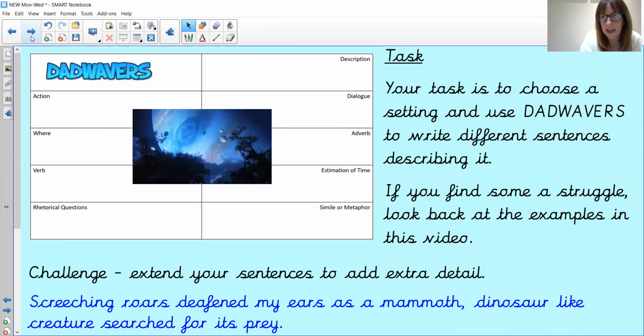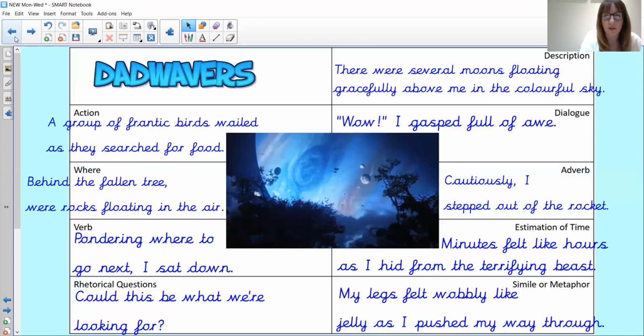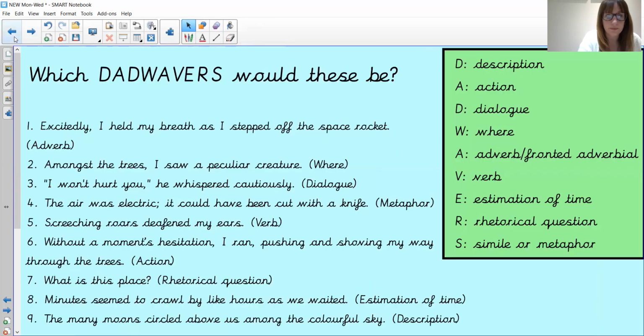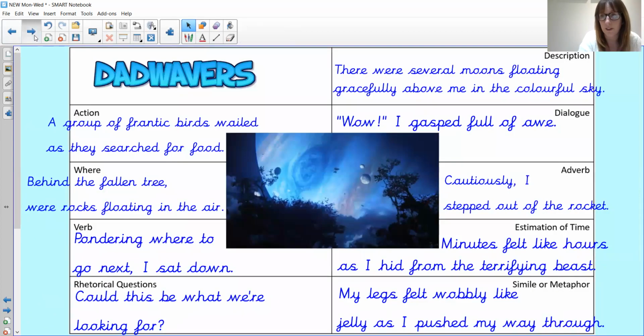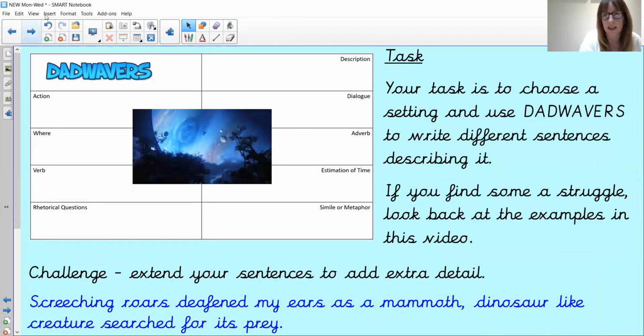So your task today then is to choose one of the setting pictures and use DADWAVERS to write different sentences describing it. If you're finding some of them tricky, go back through the video and have a look at the examples that we've gone through. Okay, so there's some there. There's some here that you could change. So there's help here if you're finding it a bit hard to get started. You don't have to do them in order. Do the ones that you find easier first, and then have a go at some of the trickier ones that you've left to last.